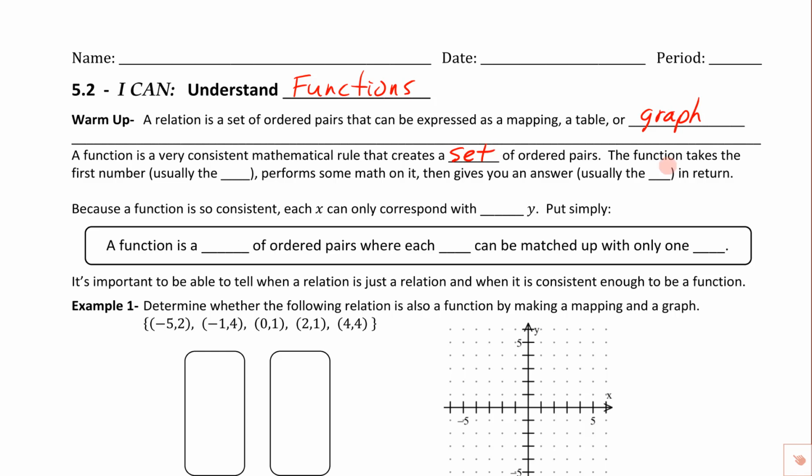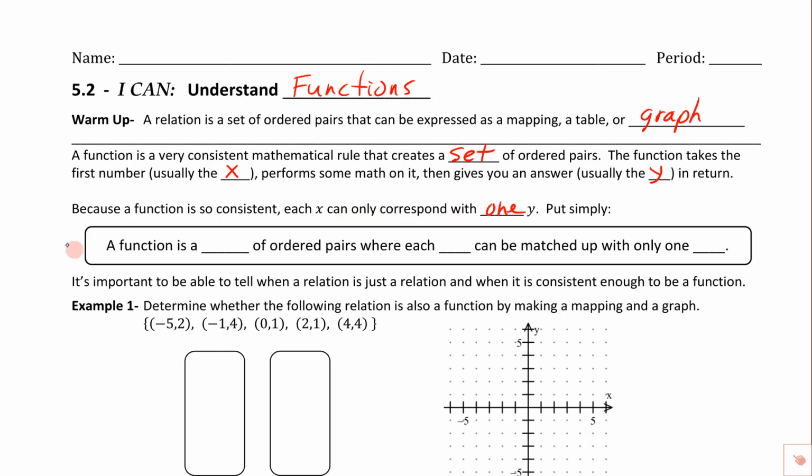So here's what the function does. The function takes the first number, usually the x. We're going to start off by giving the function an x, and it performs some math on it, whatever that math happens to be, and then it gives you an answer. So if we usually plug in an x, or start with an x as the first number, then what we get out is usually the y. Now, because a function is so consistent, because it does the same thing every single time, each x can correspond with only one y. Okay, it can only correspond with one y.